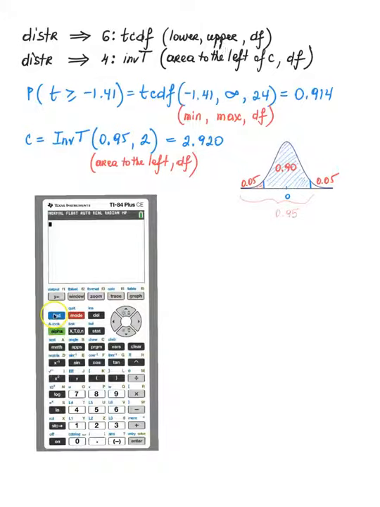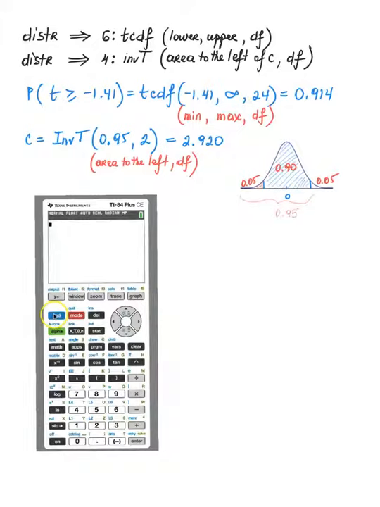To find the t value corresponding to a certain area to the left of that t value, you are going to use the function called inverse t. It is found in the same location by clicking second vars, which takes you to the distribution menu. Choose option 4 for that.